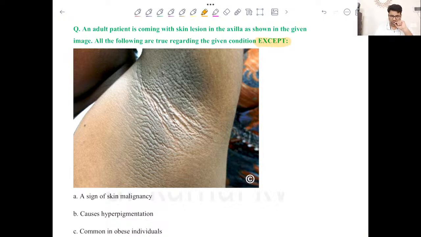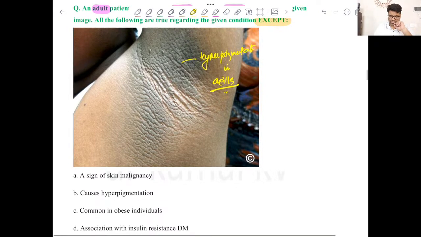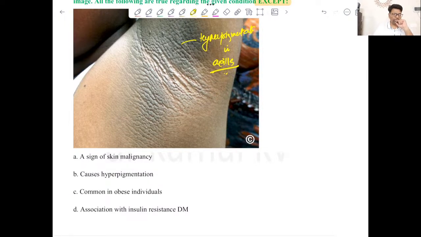So I was bound to give the options to you. Now here the question is: an adult patient has a skin lesion in the axilla. It is shown here. Now which statement is not true? You can see there is hyperpigmentation in the axilla, right? Now which of the following statements is not true? Very good, KK, very good. Yes, the diagnosis is Acanthosis nigricans.